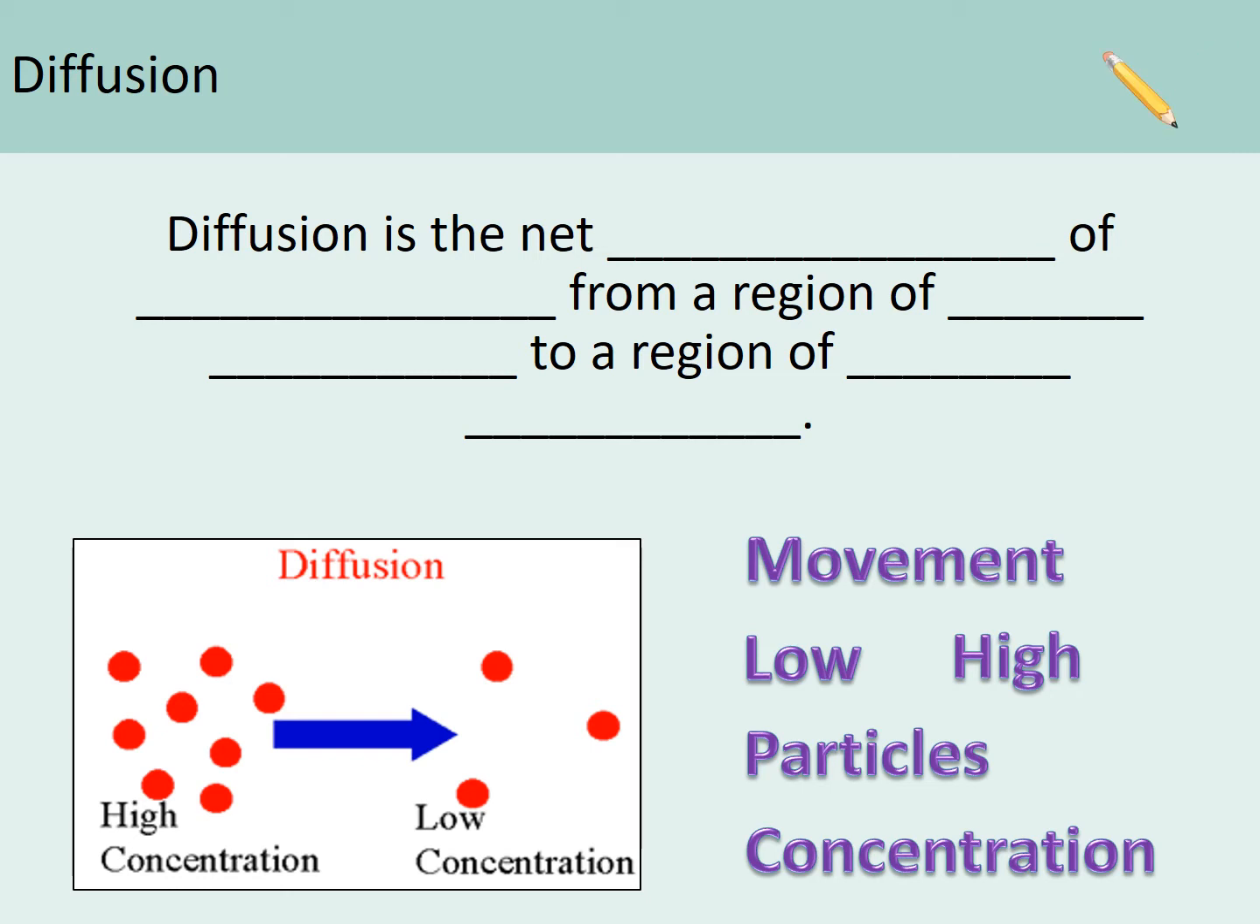Okay, so hopefully we've had a go at filling in the definition for diffusion, and hopefully we've got: diffusion is the net movement of particles from a region of high concentration to a region of low concentration. And this happens down something we call the concentration gradient. So the concentration gradient is just a gradient like you would do in maths, and it's going from high to low.